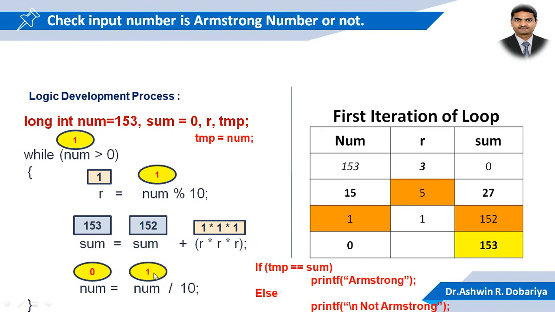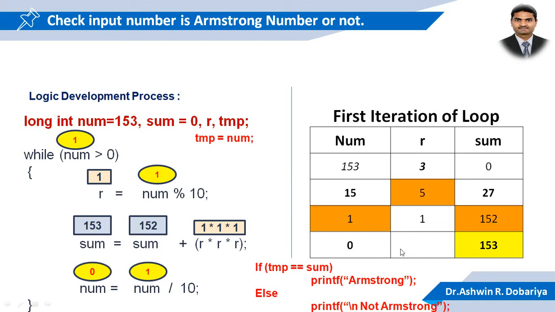Now num is 1 divided by 10, it gives 0.1, but 0.1 will be ignored, so it gives only 0. Now what happened? In the next loop, 0 greater than 0, the condition becomes false and control transfers outside this loop. Now outside this loop we will check the final condition.